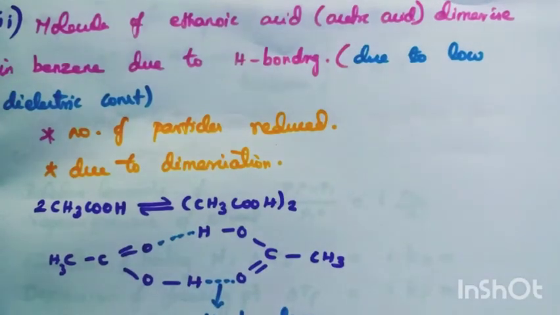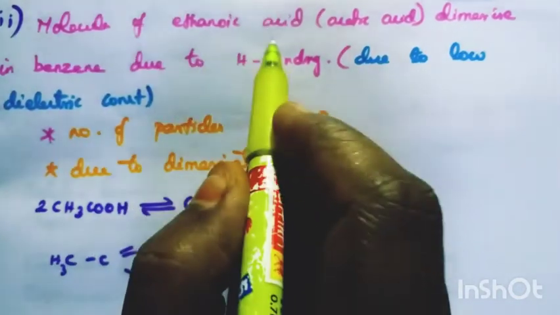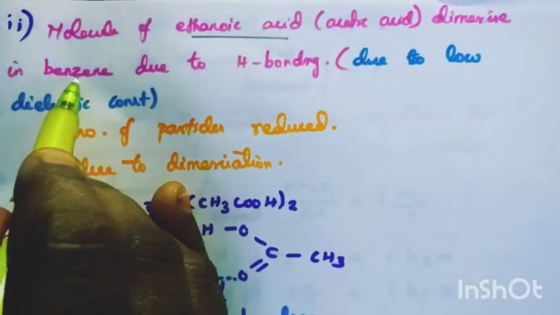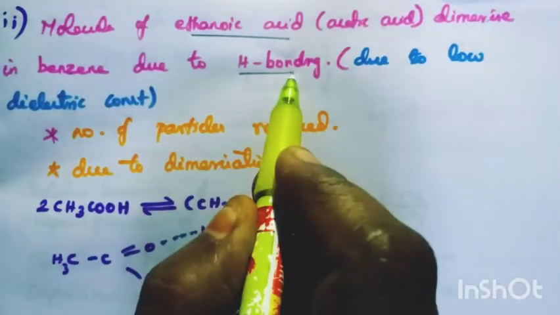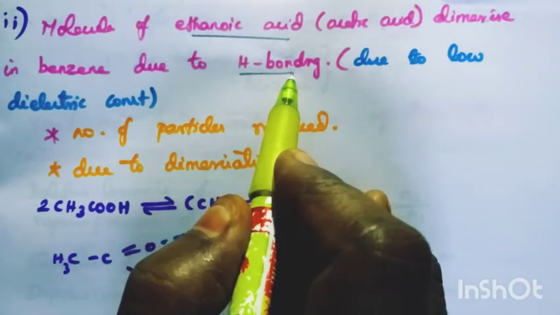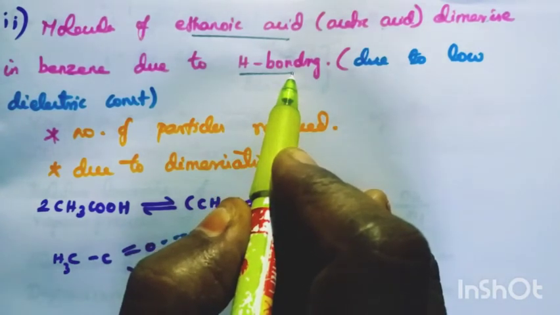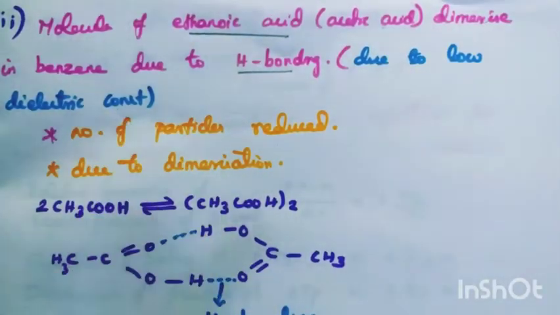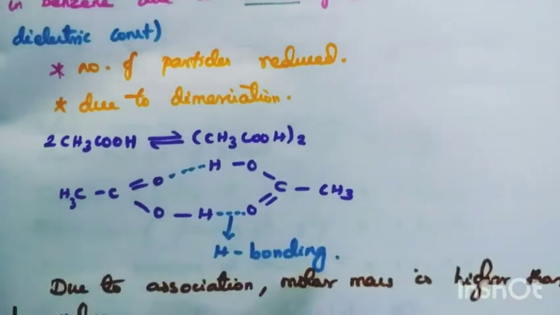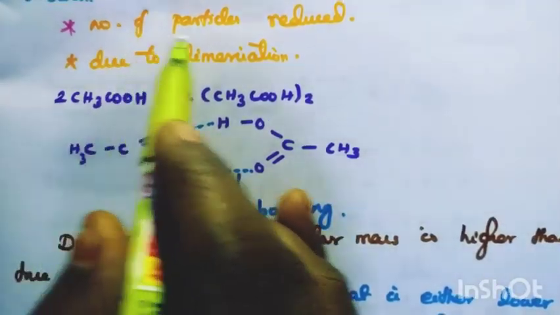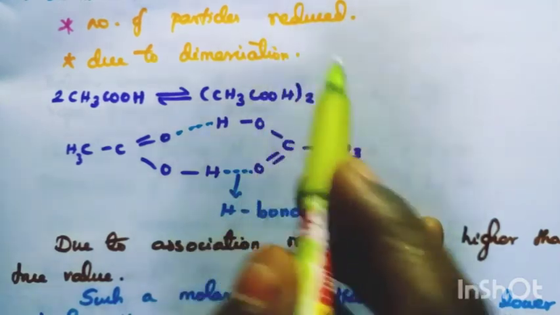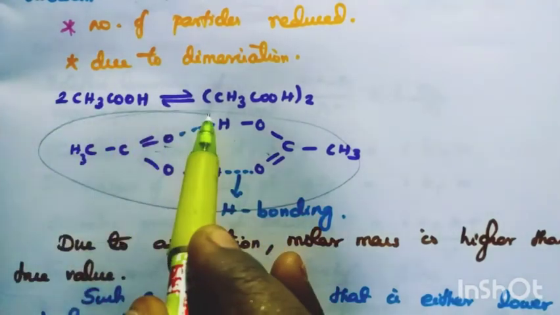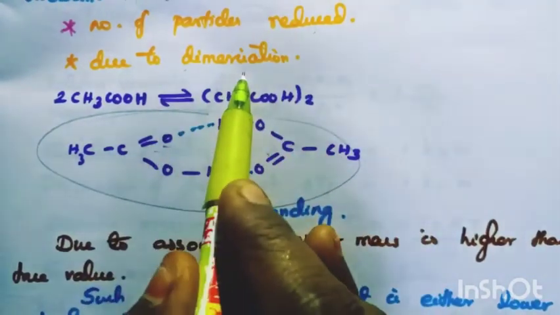Next, an example for association. Molecules of ethanoic acid, that is acetic acid, dimerize in benzene. Due to hydrogen bonding, we already discussed in the carboxylic acid lesson, the acid exists as a dimer. Due to the low dielectric constant of benzene, the number of particles is reduced. Association takes place; the molecules associate with each other, so it seems to be one molecule. The number of particles is reduced due to dimerization.